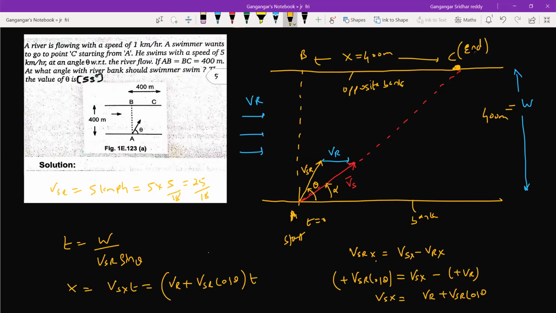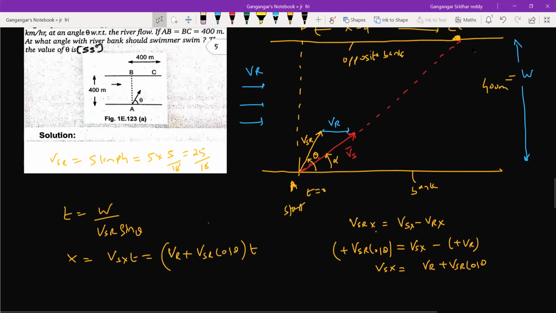Sir, how did you write W by VSR sin theta? The same thing. Time taken to cross the river depends upon VSY. We have already discussed that concept and you are able to recollect, so I wrote it. Since the drift is also the same method, you see. Okay, let's substitute the value. X equals VR plus VSR cos theta. T is what? W by VSR sin theta.